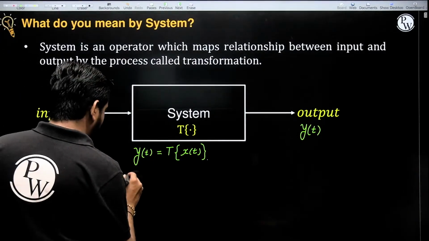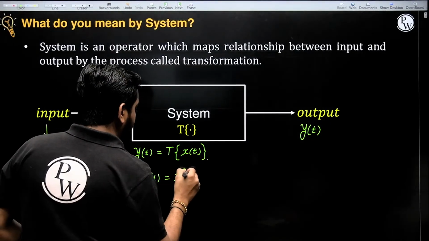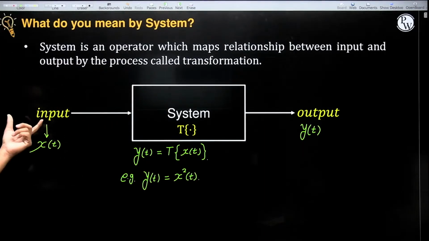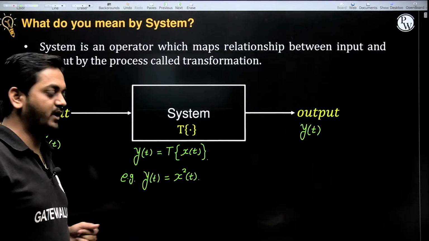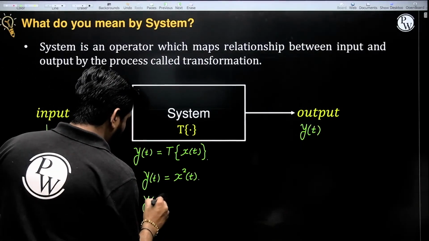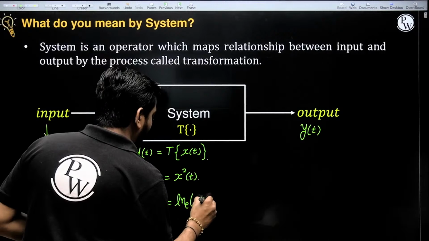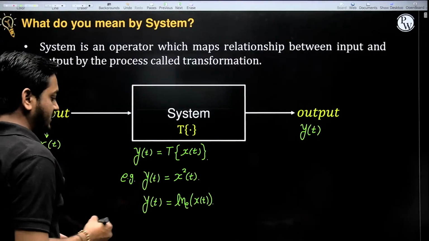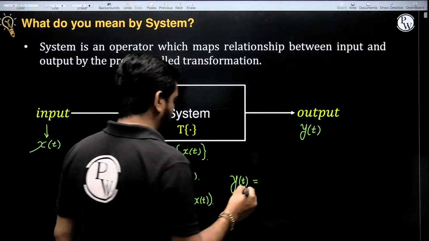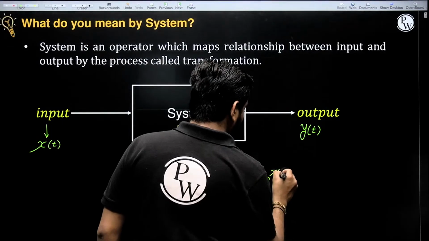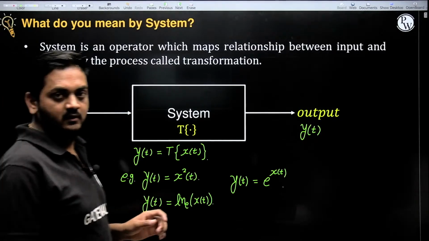For example, y of t is x square of t. In this, x square of t means what? Amplitude squaring of the input. So this system squares the amplitude of the input signal and outputs accordingly. Similarly, output y of t equal to ln of x of t, like the log amplifier we studied in analog electronics. Similarly, a summer circuit or subtractor circuit, or an exponential amplifier like e to the power of t. This is the meaning of system, guys. So this is the definition of system.